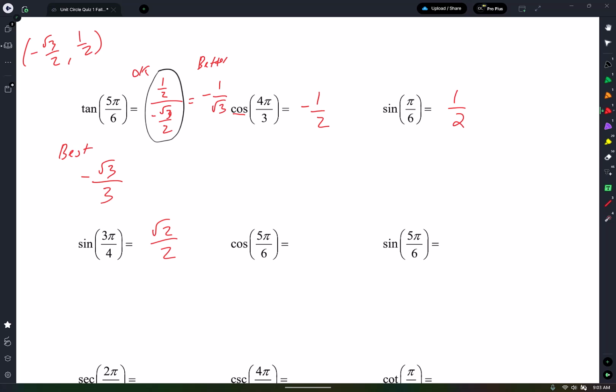Or if it's a special angle, which they are. We're not going to try and trick you. 5 pi over 6, that's cosine, negative square root of 3 over 2. You're in quadrant 2 and the x value is negative.